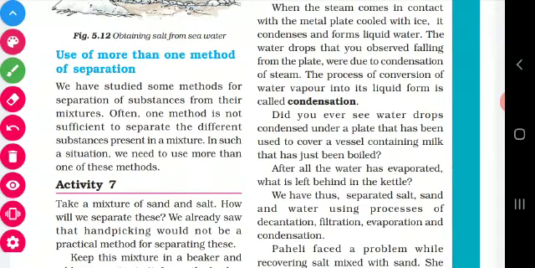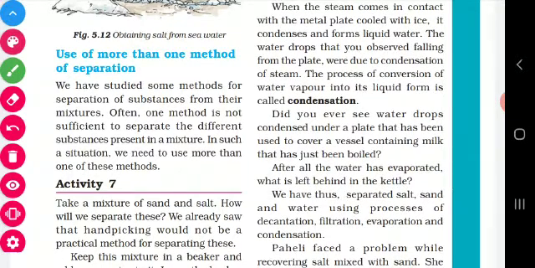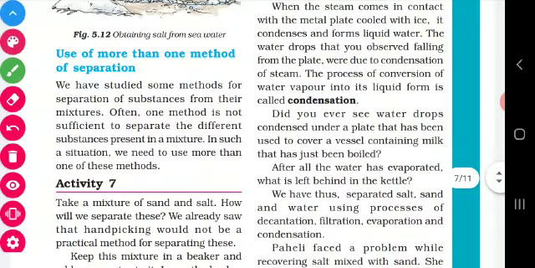Can we use decantation alone? Or can we use winnowing alone? No, it is not possible. We have to use more than one separation method. So that we are going to see now.